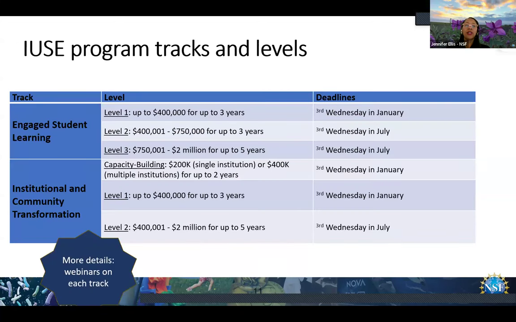So the IUSE program tracks and levels. We have three different levels. Level one is up to $400,000 for engaged student learning, up to 3 years. And you can see the respective deadlines in that last column.